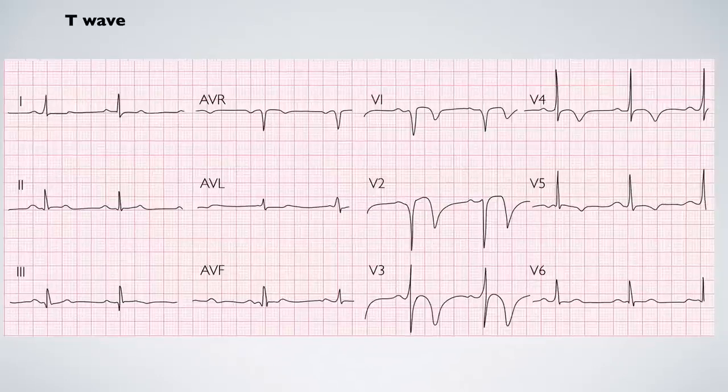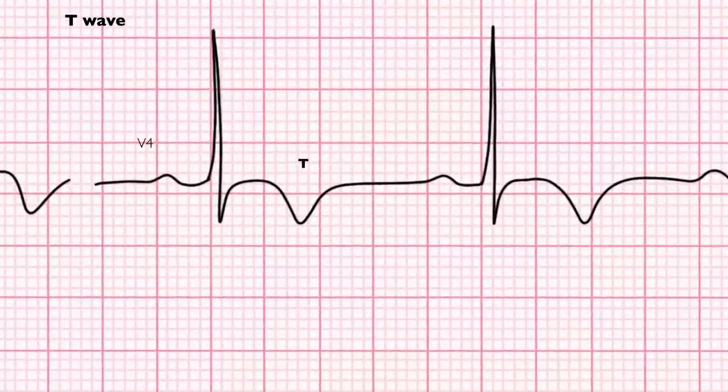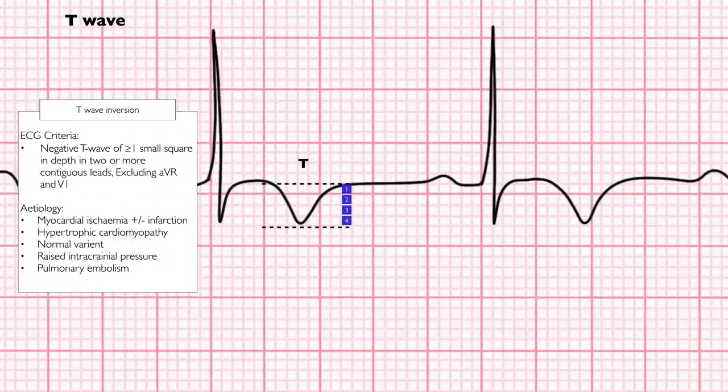This ECG shows T wave inversion. This is significant if the T waves have a negative depth of 1 small square or more and is present in 2 or more anatomically grouped leads. This is a typical finding in non-ST elevation myocardial infarction.